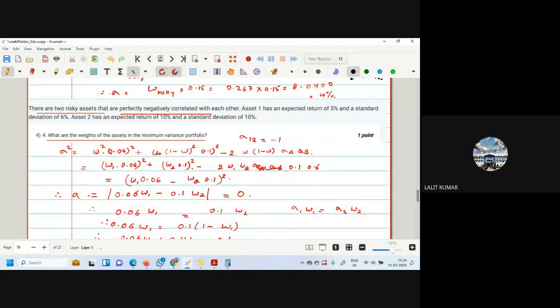Then there are two risky assets. Now we have come to the two risky asset part that are perfectly negatively correlated with each other. It means sigma 1, 2 is minus 1.